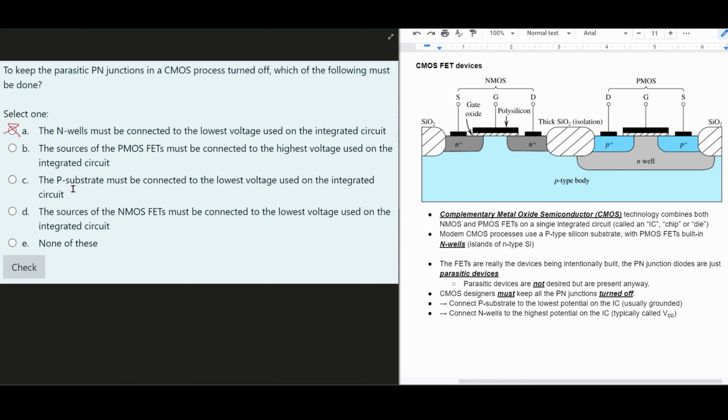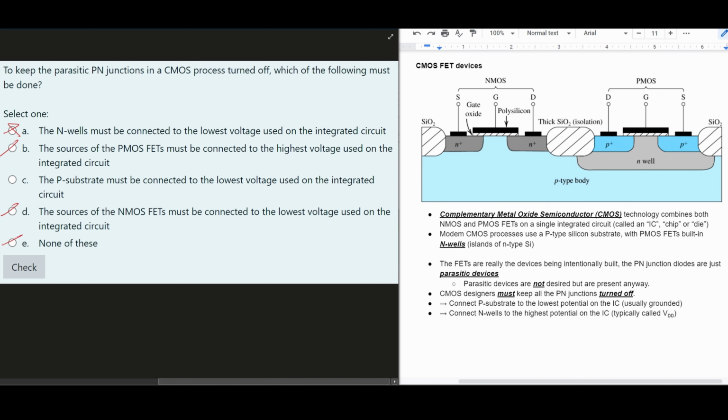For part B, it says the sources of our PMOSFET must be connected to the highest voltage used on the IC, and it's very similar to D as well, where it says the sources of our NMOSFET must be connected to the lowest voltage used on our IC. Now, it doesn't mention anything about this in here, so both B and D are wrong.